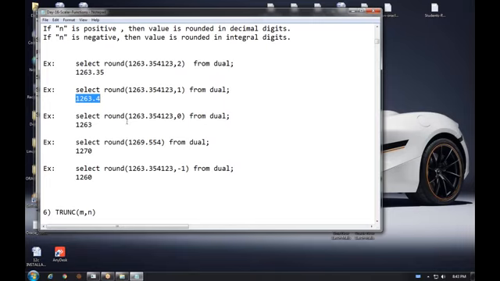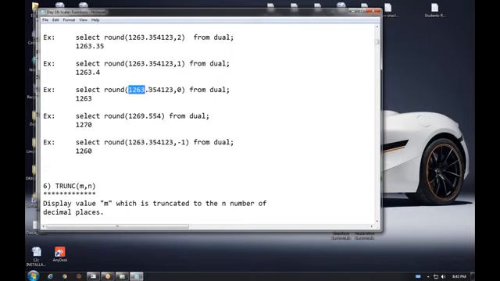Next, round off the same value. I don't need any decimal digits. How many digits do I need? 0. 0 means we don't need any decimal digits. Before displaying 0 digits, it will verify the next digit, the first decimal digit. If the first digit is greater than 5 or equal to 5, the value is incremented by 1. But here it is not greater than 5, not equal to 5. So it will display 1263.